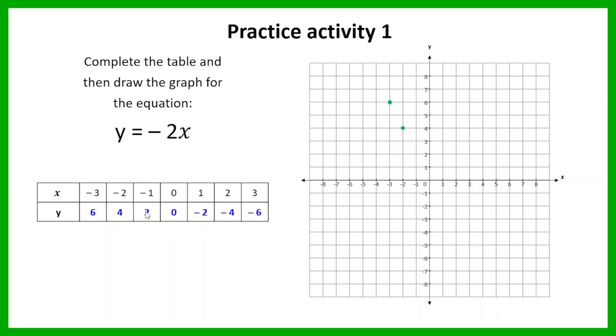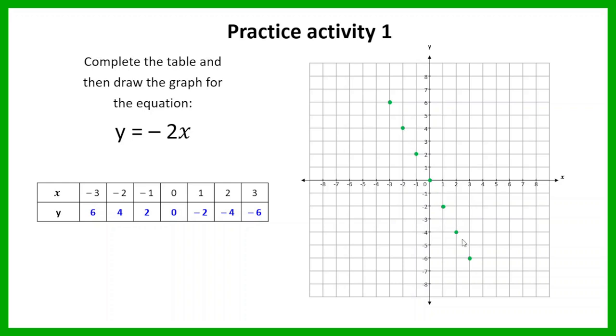Then if x is negative 1, y is 2. So that's going to be this point over here. And then if x is 0, y is also 0. So it's going through the origin, the point where x and y are both equal to 0. Then if x is 1, y is negative 2. So we have this point over here. If x is 2, y is negative 4, this point over here. And then if x is 3, y is negative 6. So we have this point over here.